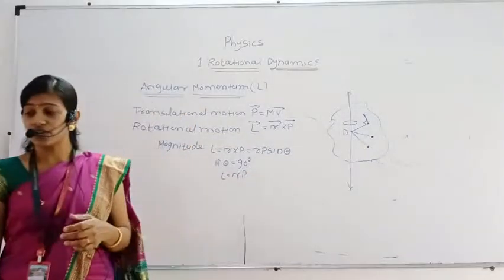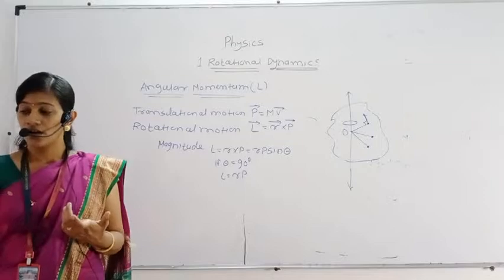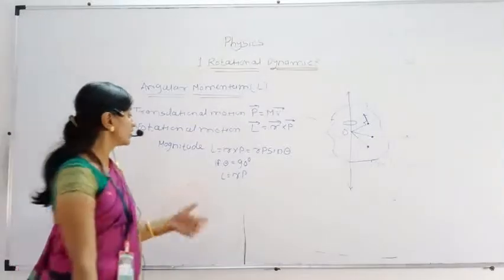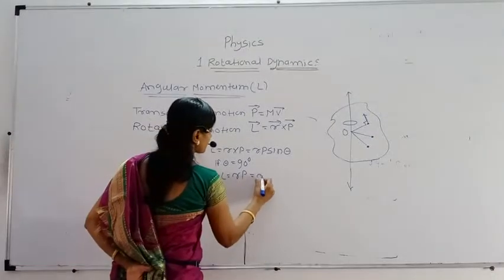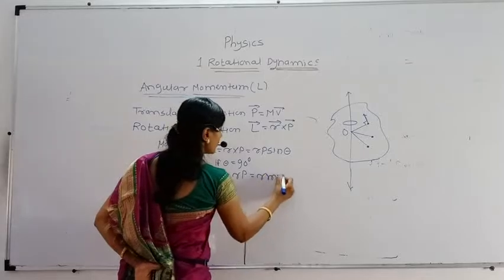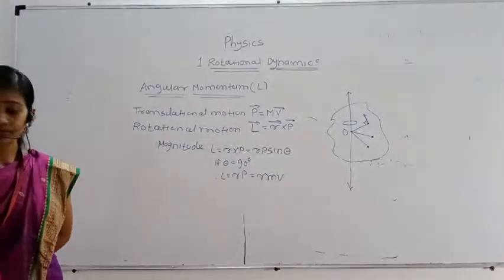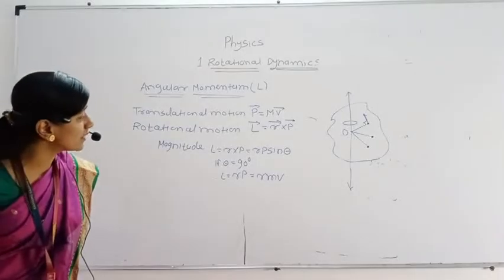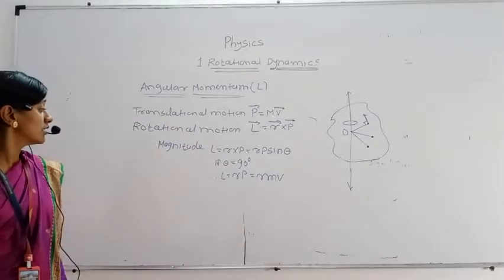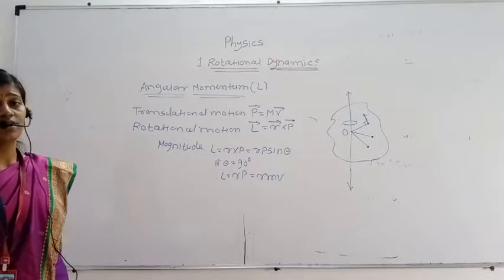In that equation also, we can put the value of P. It will be R M V. Here R is the position vector, V is the velocity of that particle and M is the mass of that particle.